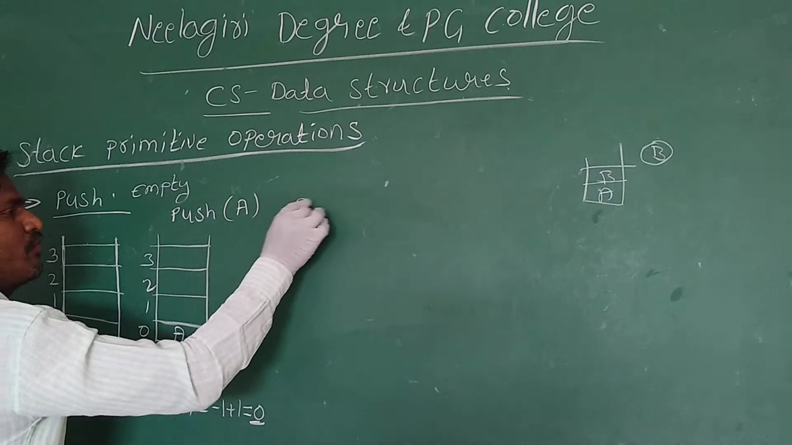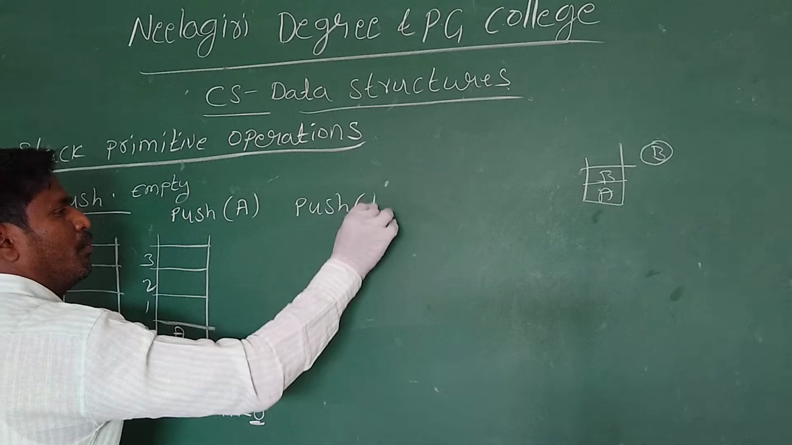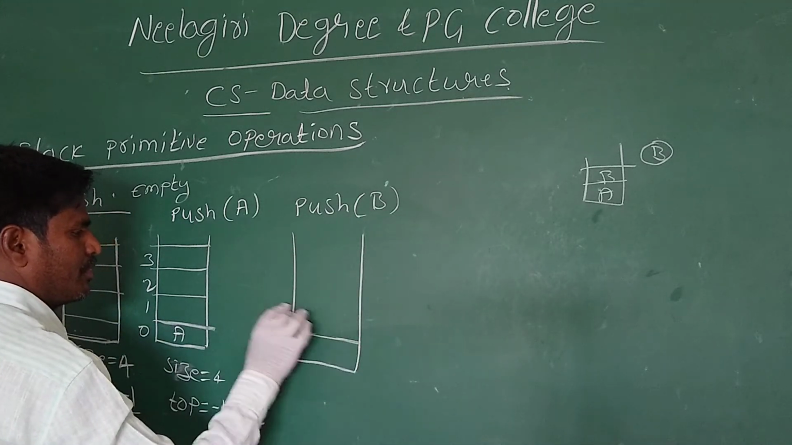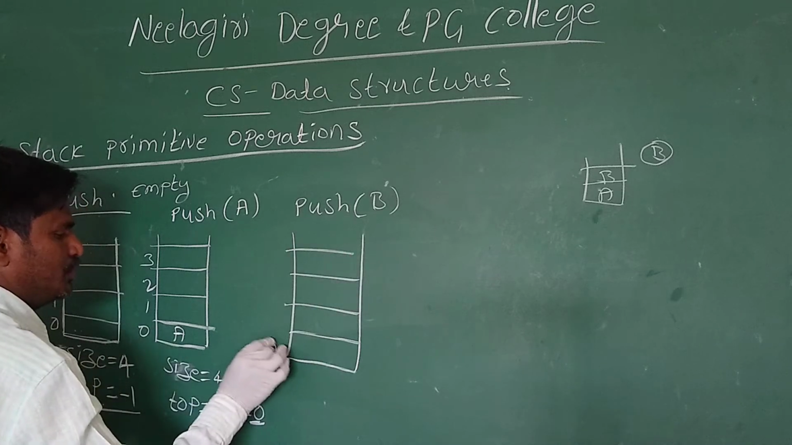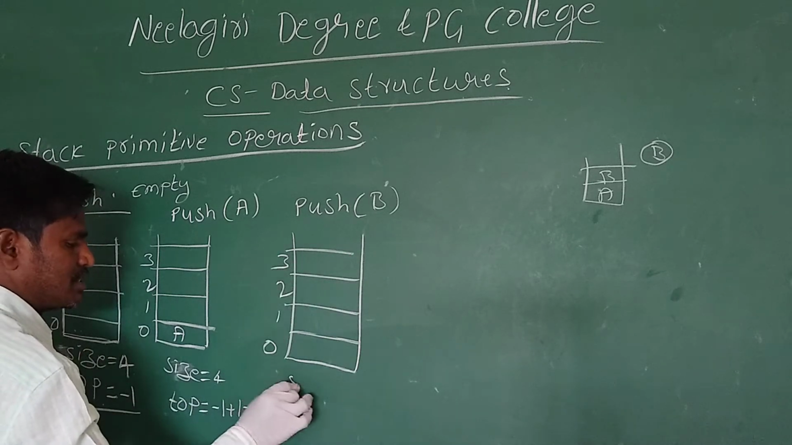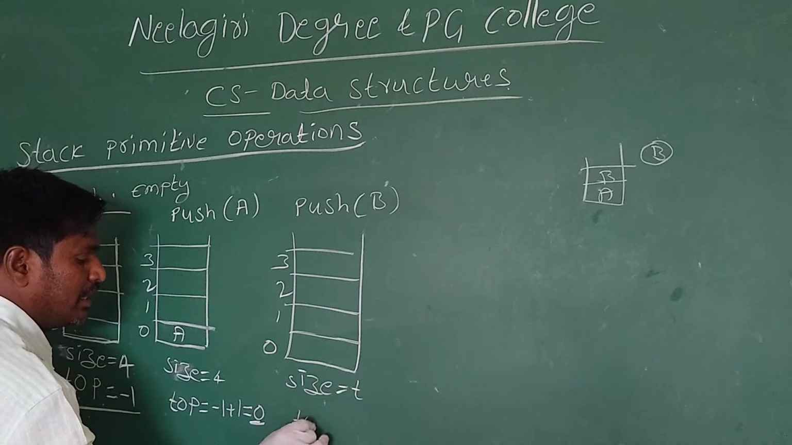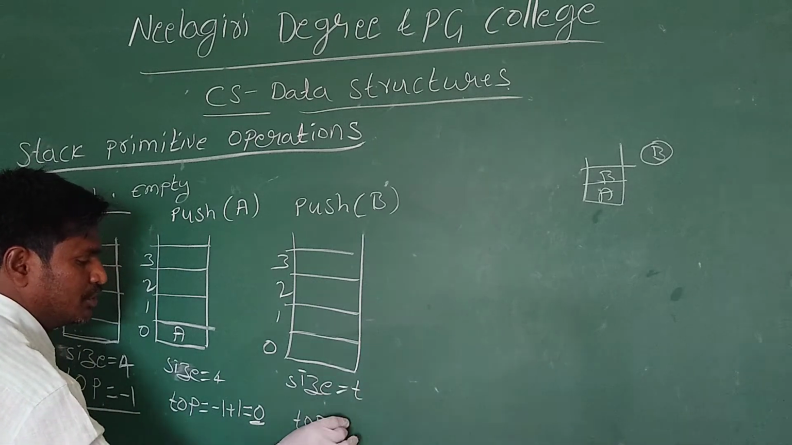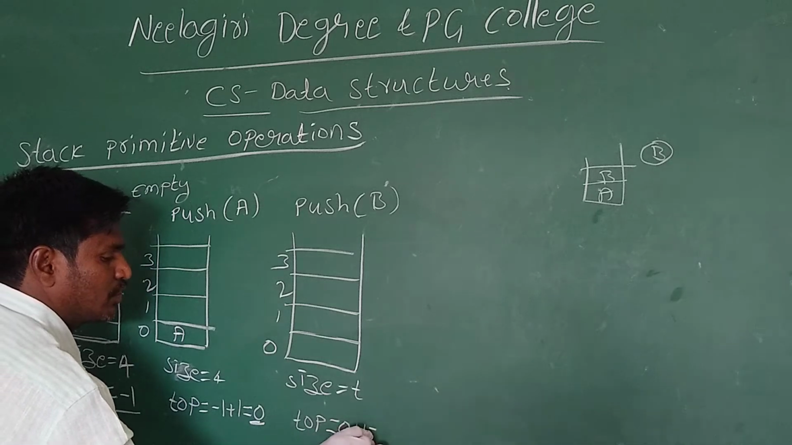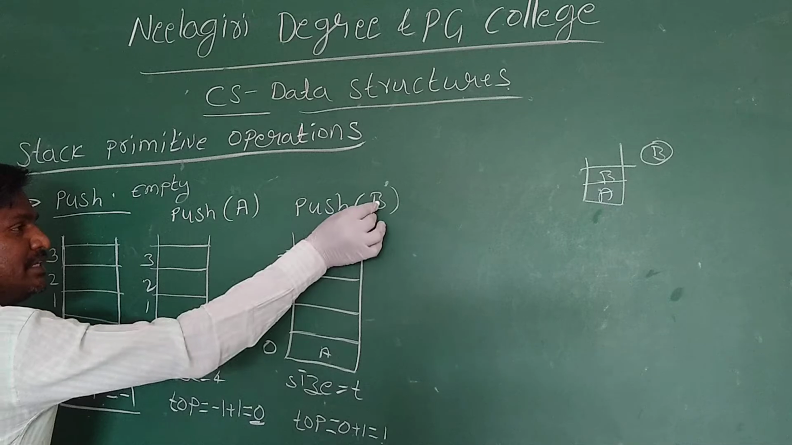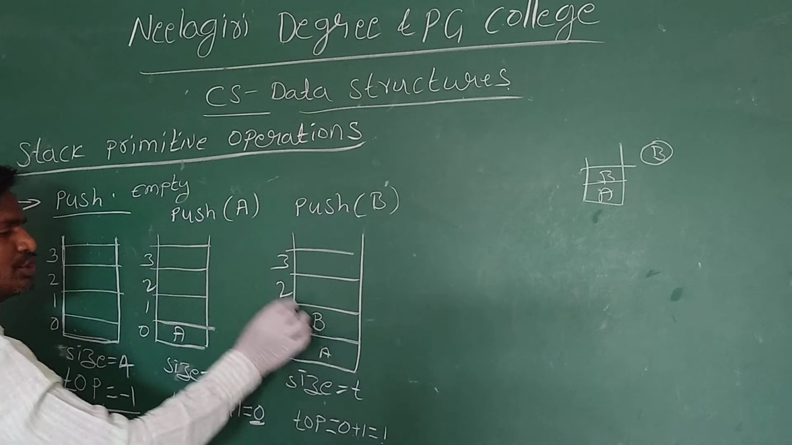Next, I am performing another operation, push B. 0, 1, 2, 3. Size is 4. Now again increment the top value. 0 plus 1 is equal to 1. Already A is there. Now we have to insert the element B at that position.